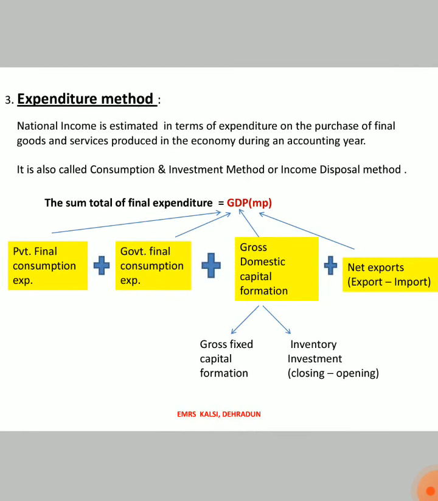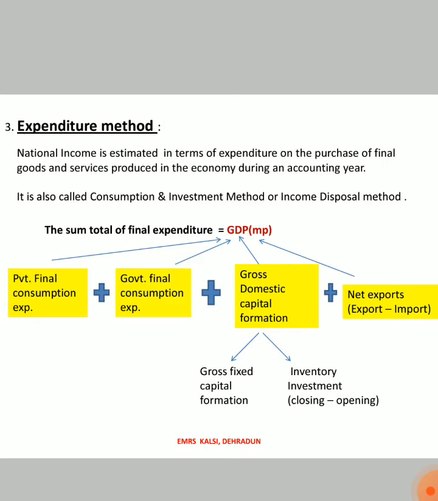First, let us see the definition of the theory here. National income is estimated in terms of expenditure on purchase of final goods and services. So those expenditures which are made on the purchase of final goods and services, not intermediate goods, only final goods, are added, summed up, and then we find the national income. So for finding the GDP MP here, first we have to see what the expenditures are.